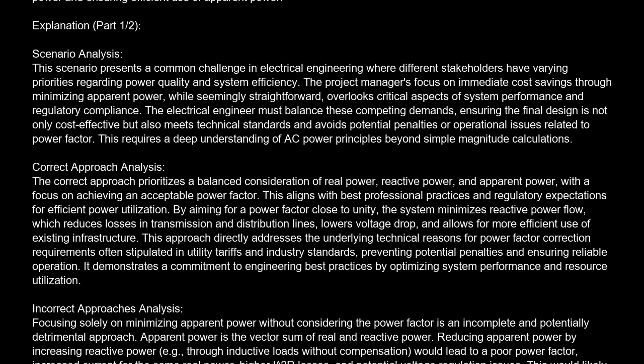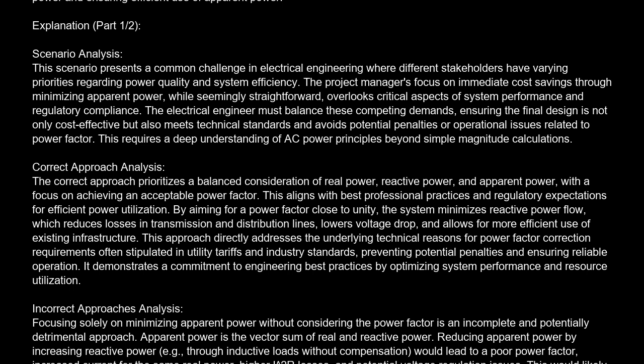Explanation. Scenario analysis. This scenario presents a common challenge in electrical engineering, where different stakeholders have varying priorities regarding power quality and system efficiency. The project managers focus on immediate cost savings through minimizing apparent power, while seemingly straightforward, overlooks critical aspects of system performance and regulatory compliance. The electrical engineer must balance these competing demands, ensuring the final design is not only cost-effective, but also meets technical standards and avoids potential penalties or operational issues related to power factor. This requires a deep understanding of AC power principles beyond simple magnitude calculations.